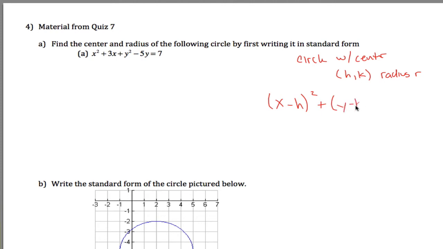This thing that I'm writing right now is what's called the standard form of a circle. So what I'm saying is, if I could rewrite this so that it looked more like this, I'd be able to tell you, oh yeah, it's a circle and its center is at some number, depending on what these numbers end up being, and its radius is some other number. So I want to do algebra to rewrite this so that it fits this form.